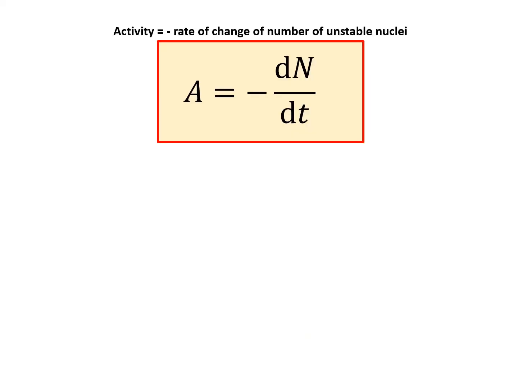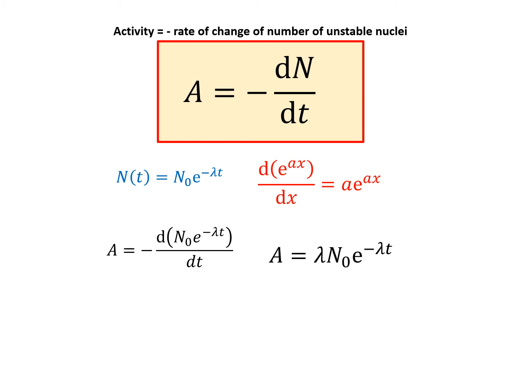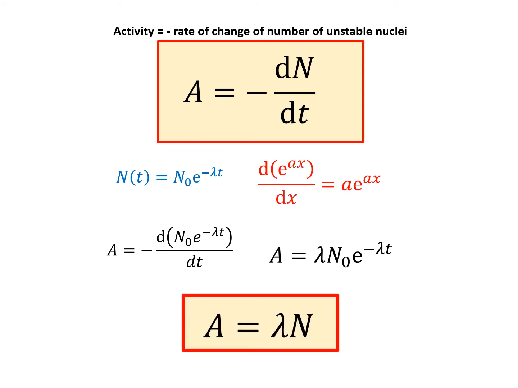The activity is minus the rate of change of the number of nuclei with respect to time. So if we've got some number of nuclei n, the activity is minus dn dt, the rate of change of n with respect to time. Our expression for n as a function of time is n0 exponential minus lambda t. If we differentiate that, the activity is lambda, our decay constant, times n0 e to the minus lambda t. But of course, that's just our expression for n, the number of radioactive nuclei we've got, as a function of t. So the activity is always the decay constant times the number of nuclei we've got at any given time.